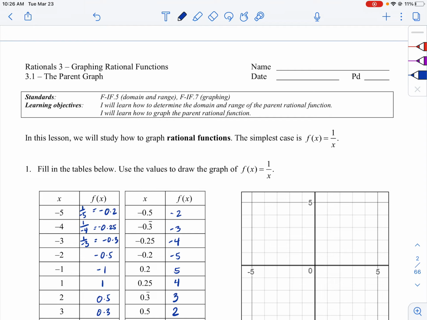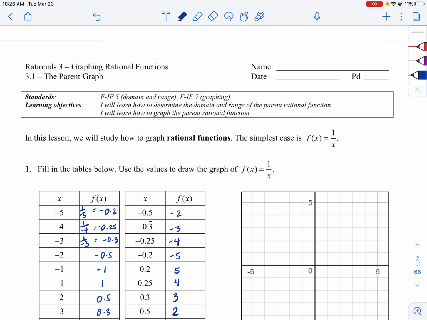Today's lesson is Rationals 3, Graphing Rational Functions. We will learn how to determine the domain and range of the parent rational function, and we will also learn how to graph the parent rational function. In this lesson, we will study how to graph rational functions. The simplest example of a rational function is f of x equals 1 over x.